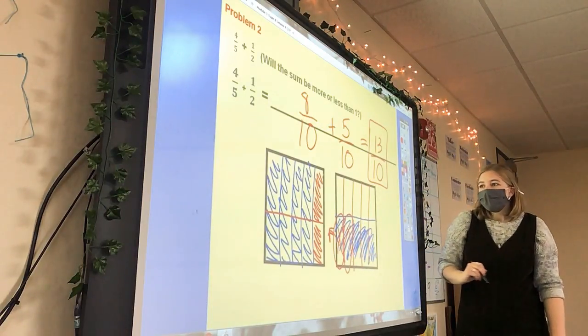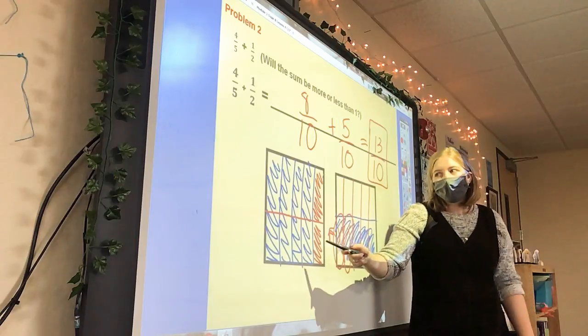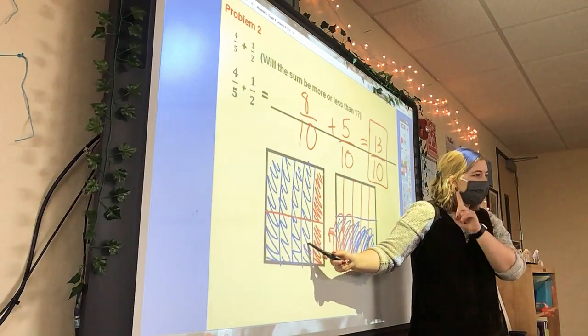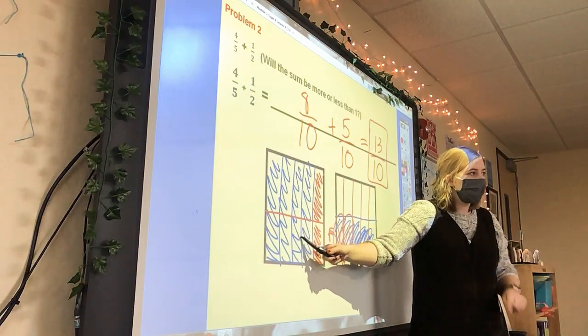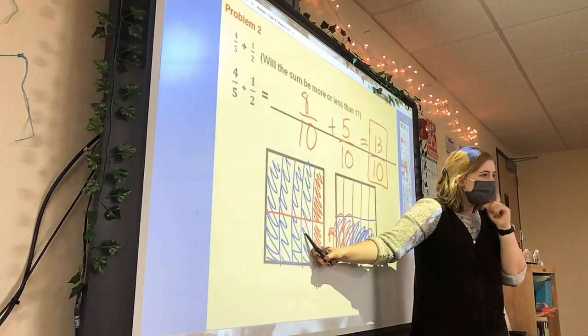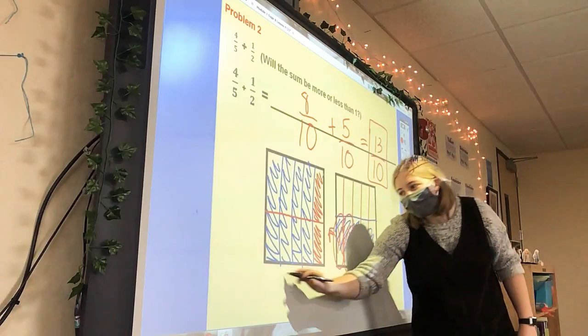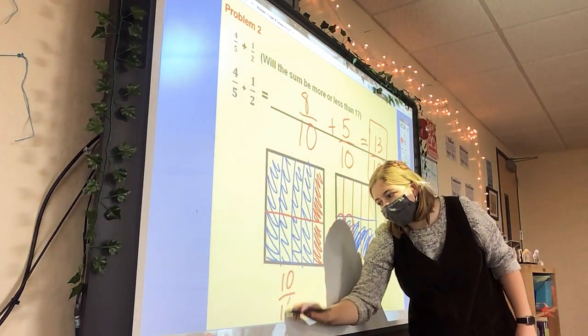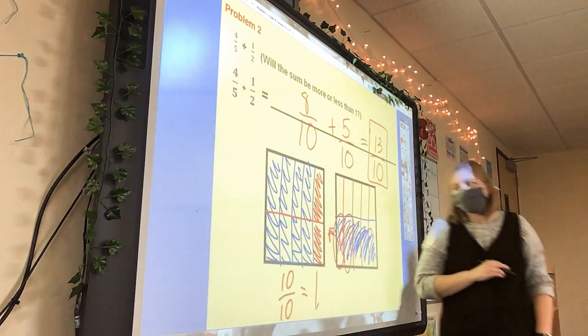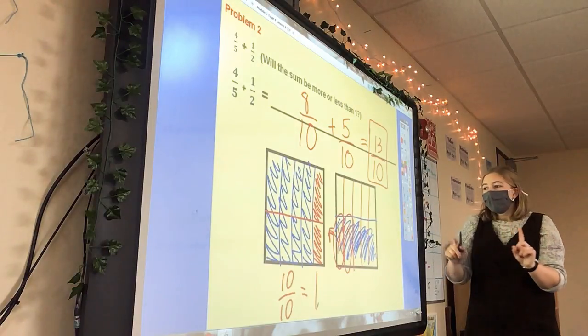So now, can you raise your hand? Tell me what fraction is right here. Listen carefully to what I'm saying. What fraction is shown right here? Oliver? 10 tenths. Yes, 10 tenths. Oliver, what's the same thing as 10 tenths? 1 whole. So I have 1 whole.